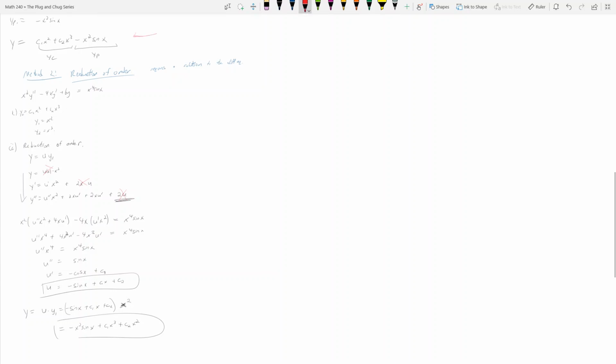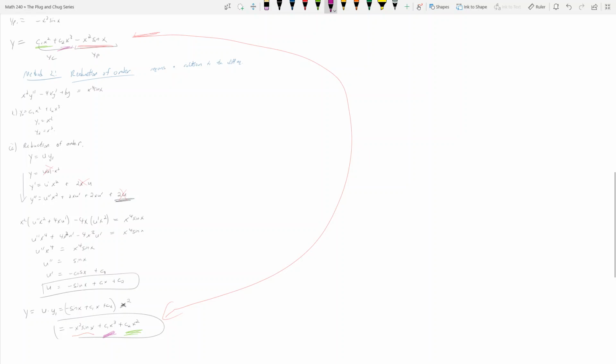You got this equation right here, and we compare it to this guy down here, you notice that they're the same thing, right? You got the negative x squared sine x's, right? And then you got c1x cubed. Well, this is c2x squared, but it's just a constant, right? So it doesn't matter. And then you got c2x cubed, and you got a constant times x cubed. So they're the same way.